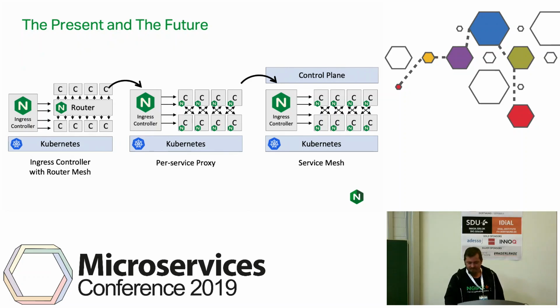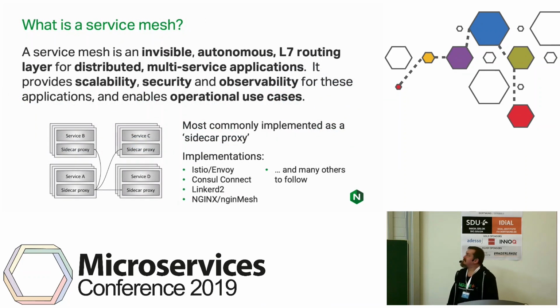So let's talk about what a service mesh is. A service mesh is an invisible autonomous layer 7 routing layer for distributed multi-service applications. That's a mouthful. It's most commonly implemented as a sidecar proxy, as we saw in the previous slide. There are some implementations in the marketplace right now. Istio is the one that's banging their drum the loudest, but there are others as well. You've got Consul Connect, Linkerd2. We had an early implementation we called NGINX Mesh. And a lot of other players are working to make a solution in this space, including us, I might add.